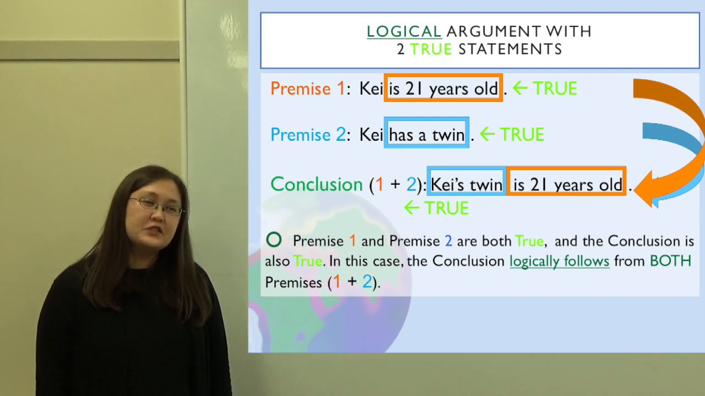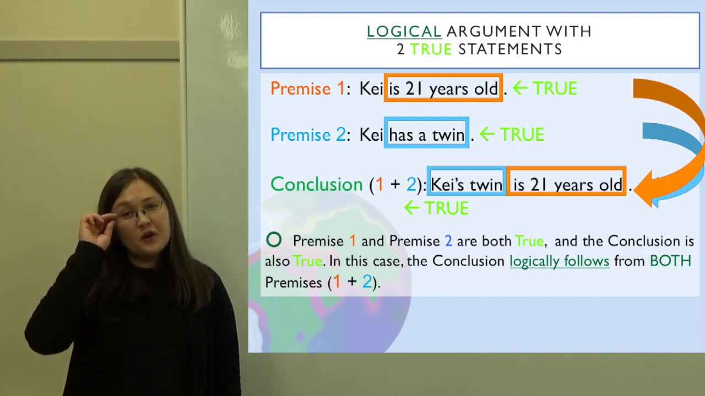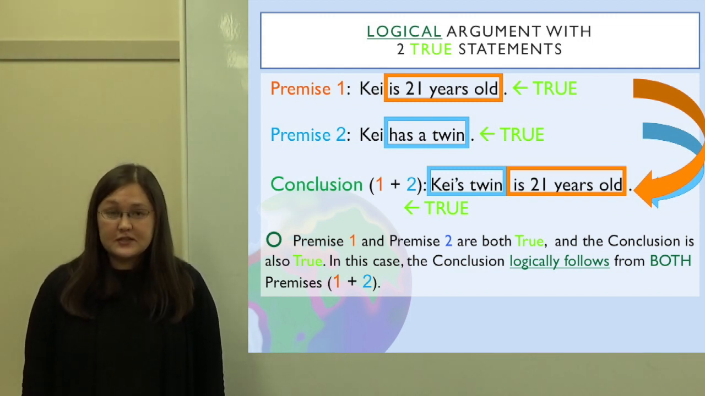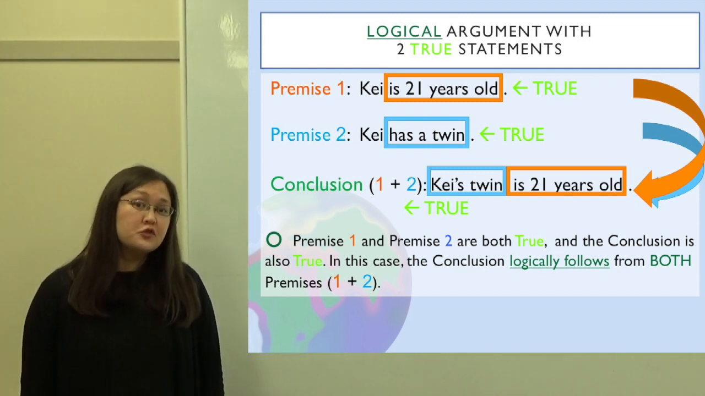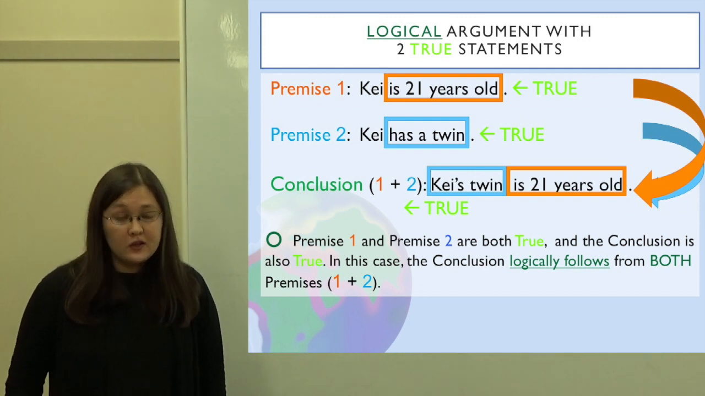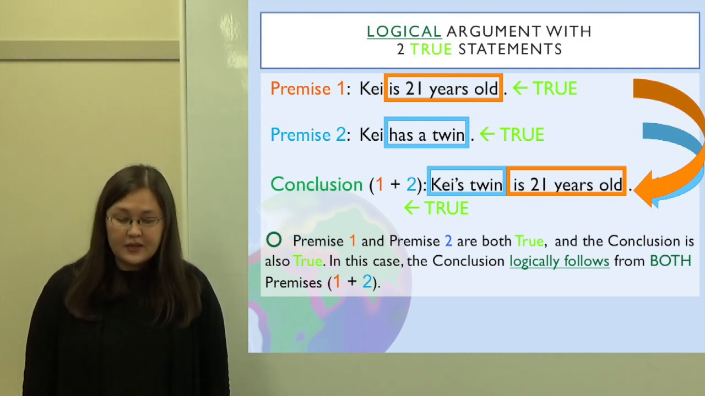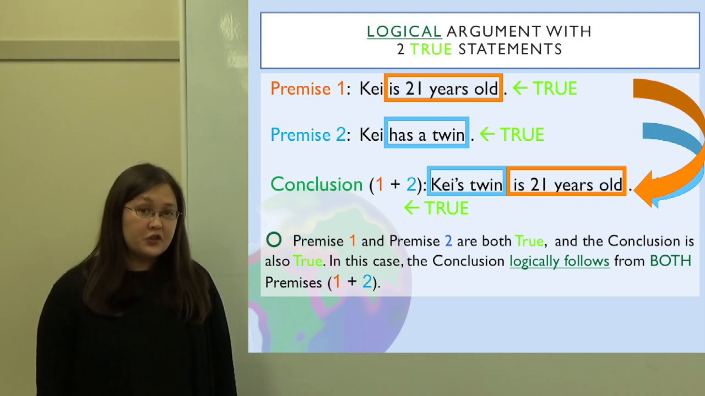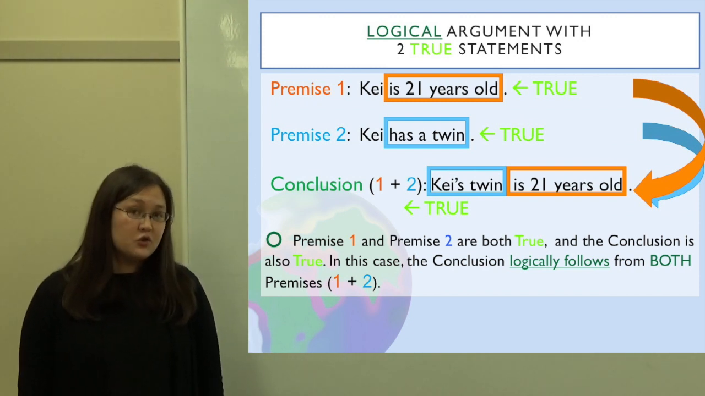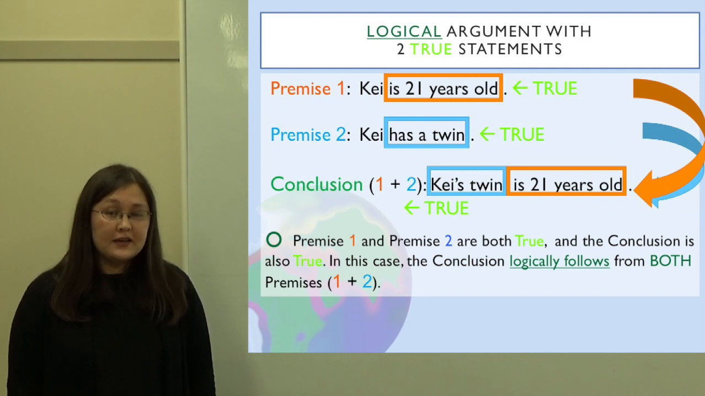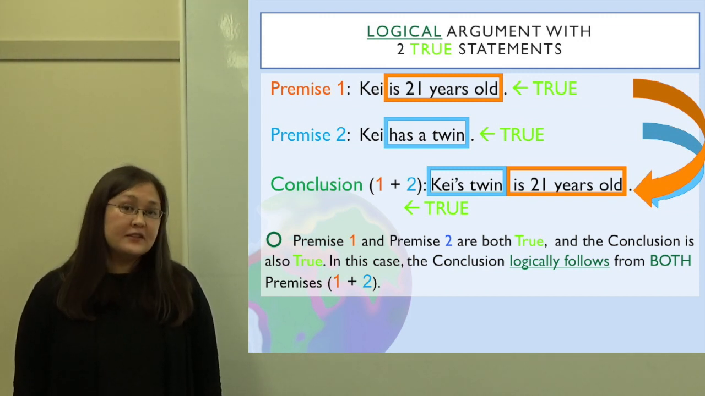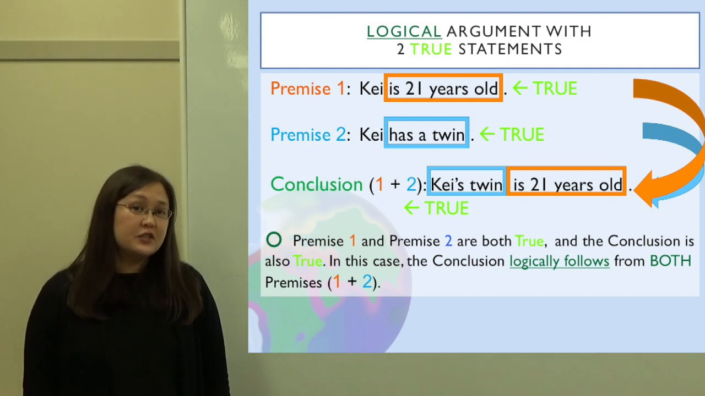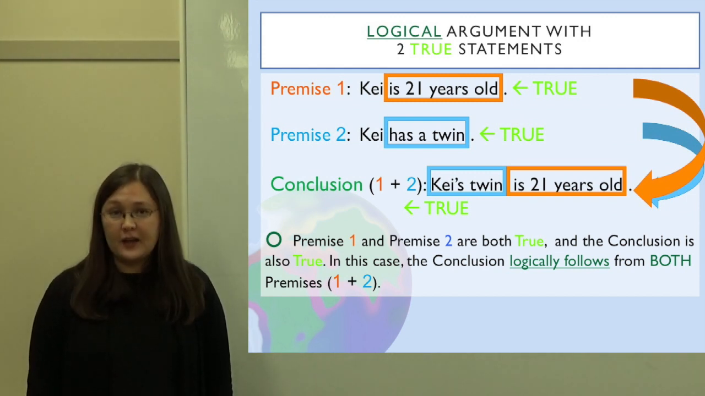Now let's look at the case when it's a little bit more complicated, a little bit more interesting. So this is a logical argument with 2 true statements. Premise number 1, K is 21 years old. So let's imagine we have a character. His name is K, and he is 21 years old. In that case, premise 1 is true. K is 21 years old. Let's imagine that this is true about our character K.